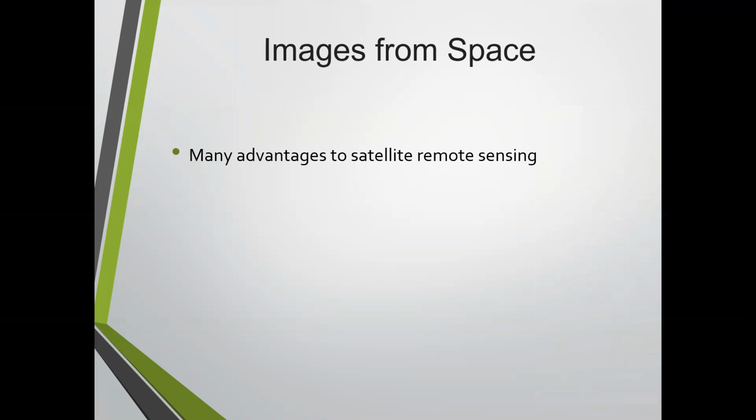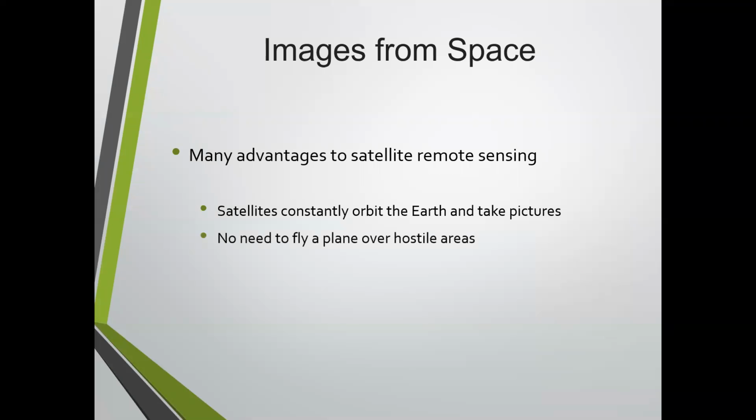And we talked about some of the things when we talked about the photogrammetry section, but one of the things is that a satellite will constantly orbit the Earth, so it can take pictures continuously. And also it can get the whole world. And of course, you don't have to worry about having some person interaction with it, so it's just up there.